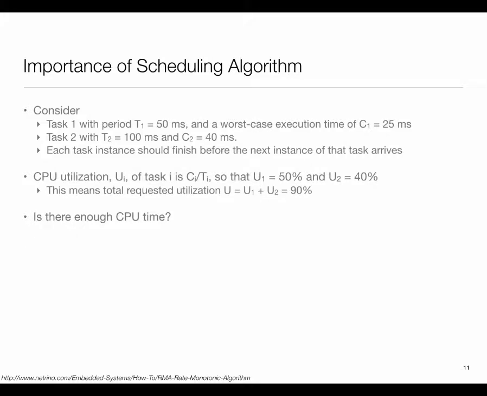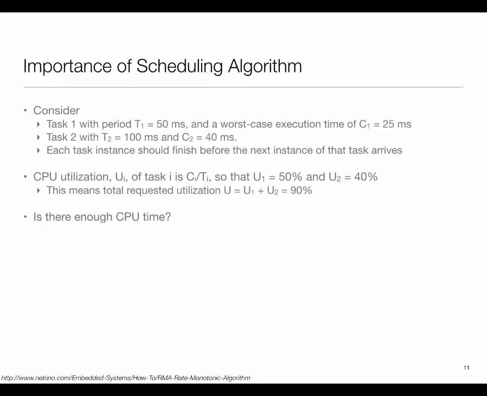So why do priorities matter? Let's take a simple example. I'll just show that under one condition things will work, and with a different priority they won't. So let's imagine I have two tasks. Task 1 has a period of 50 milliseconds and a worst case execution time of 25 milliseconds. Task 2 has a period of 100 milliseconds and a worst case execution time of 40 milliseconds. And deadlines we assume to be equal to the period.